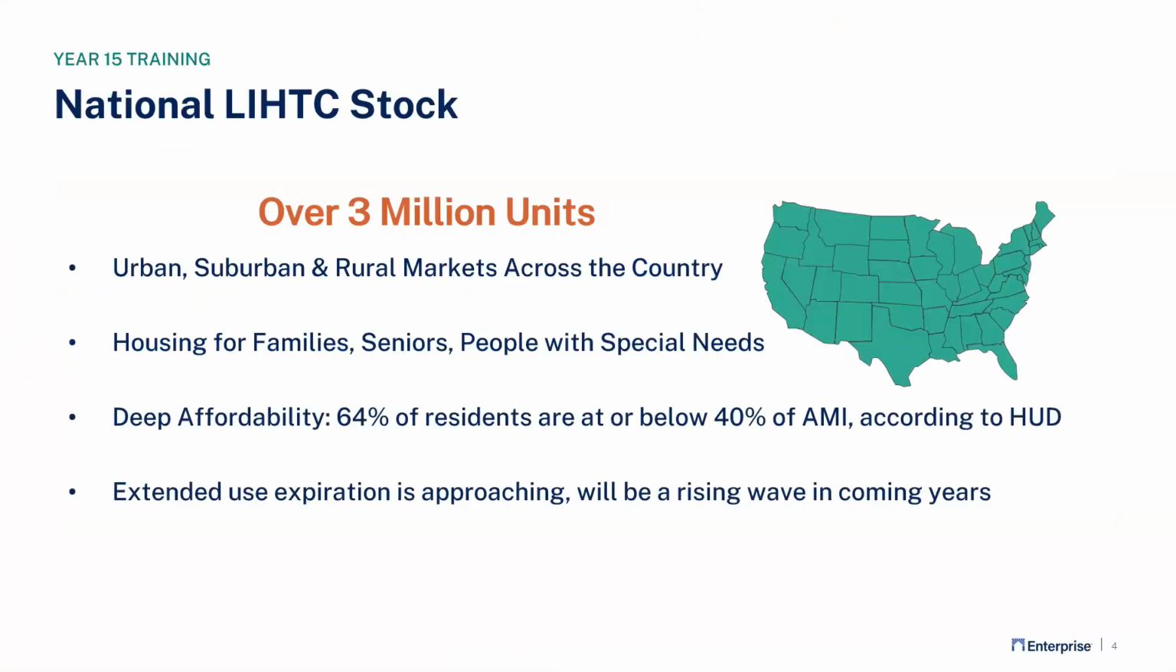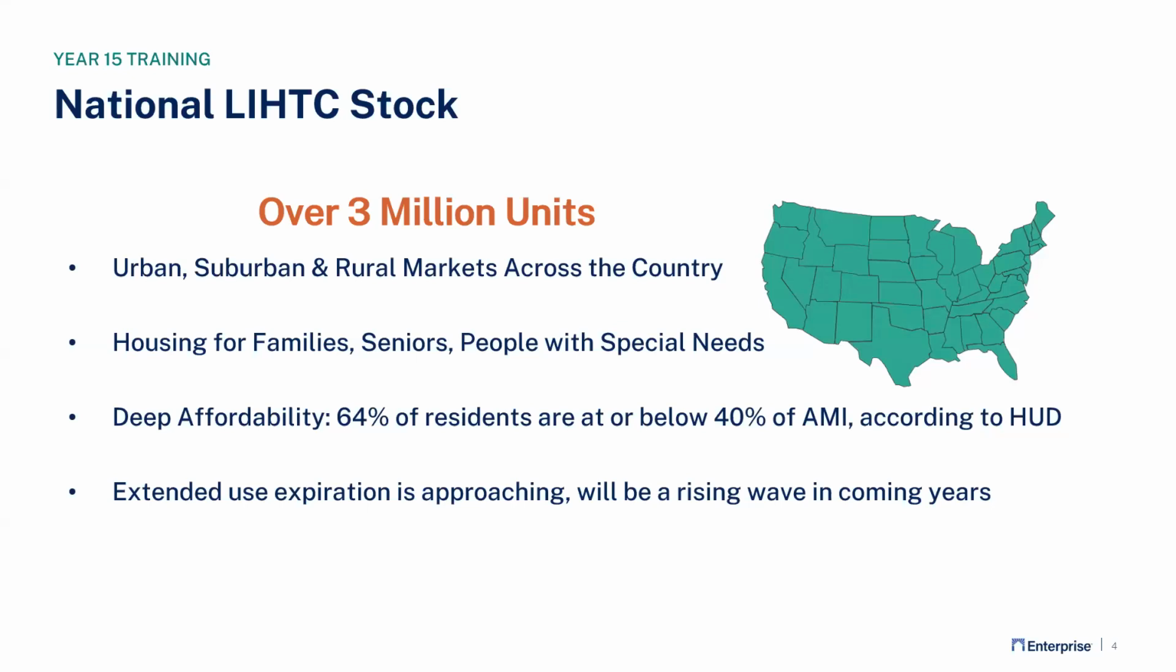So nationally, our affordable housing stock has grown to over 3 million units through this program. These units are spread out across the country in urban, suburban, and rural markets. They serve low-income seniors, low-income families, people with special needs. And a few years ago, HUD did a study that really focused on the national affordable housing stock. And what they came up with is that 64% of the residents are at or below 40% AMI, or area median income. And what that tells us is there's a very strong need that's being filled in the low income housing markets.